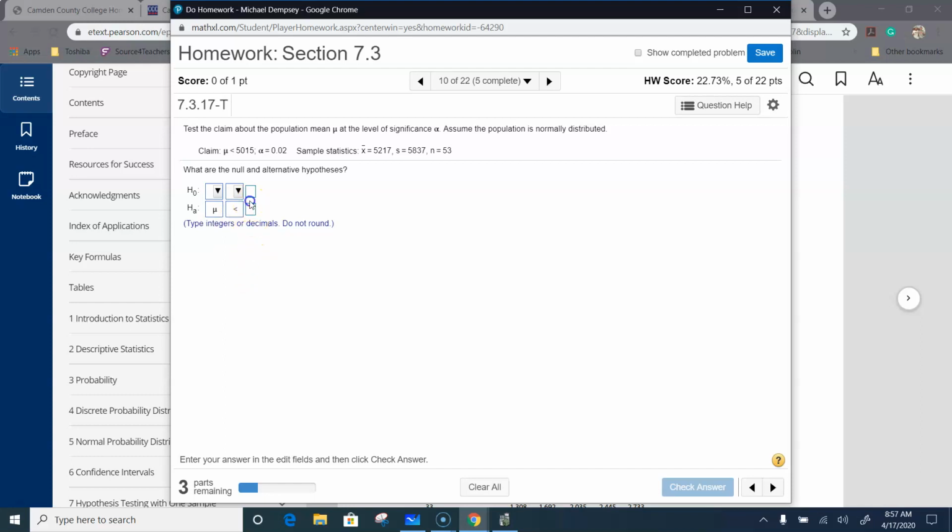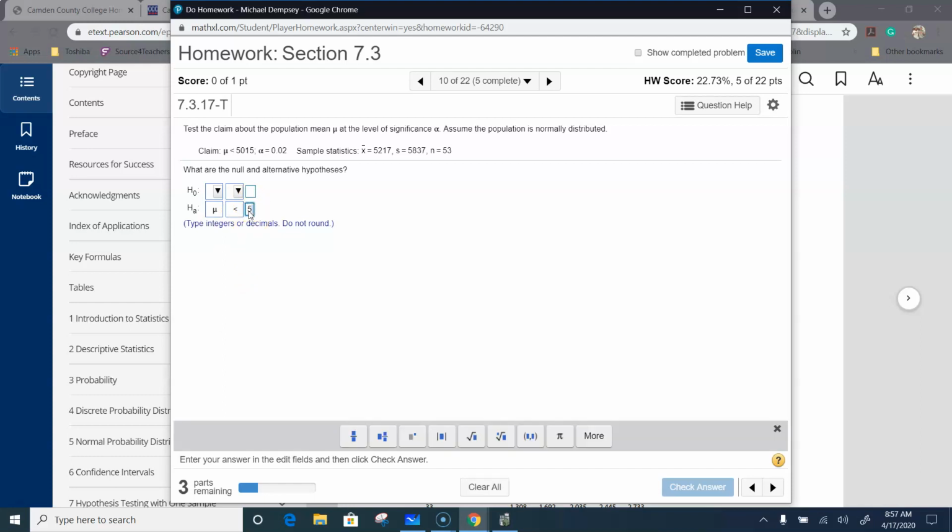So I'm just going to steal that. They're giving it to me. So if they're going to give it to me, I'm going to take it. Okay. So they tell me straight away that's the alternate. So the null has to be the exact opposite of that, right? It has to be mutually exclusive. It's going to have to be greater than or equal to 5015.